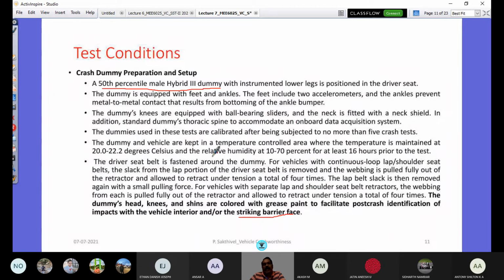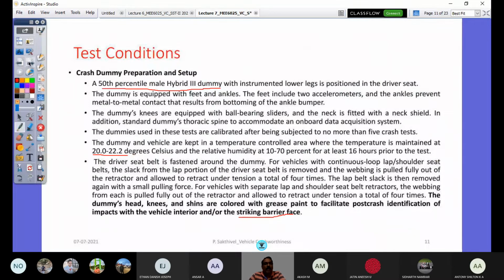The conditioning of the dummy is very important. As mentioned in the morning, it should be conditioned for almost 16 hours prior to the test at 20 to 22.2 degrees centigrade with a humidity of 10 to 70%. You could also have seen this mentioned in the video you watched.